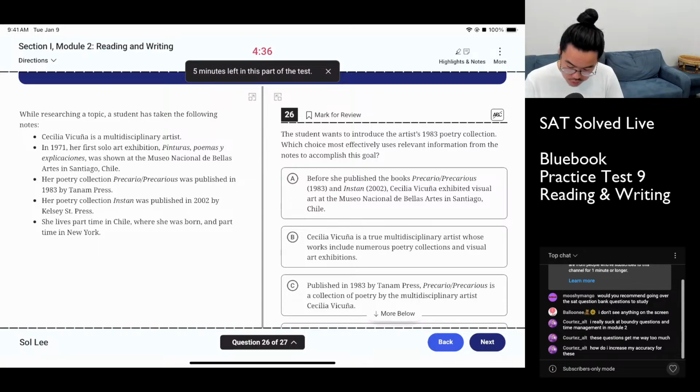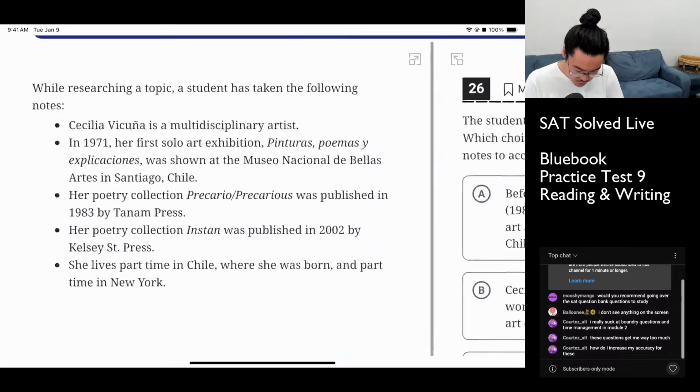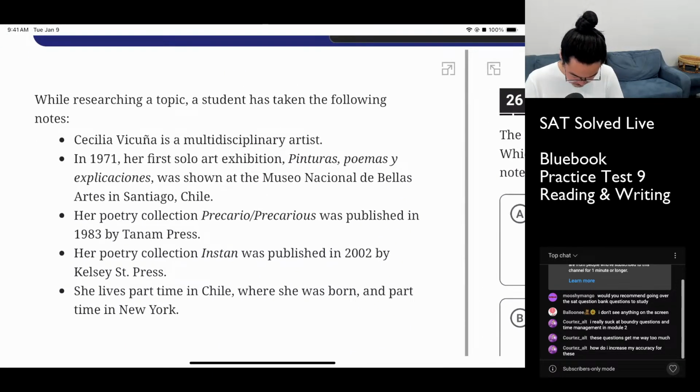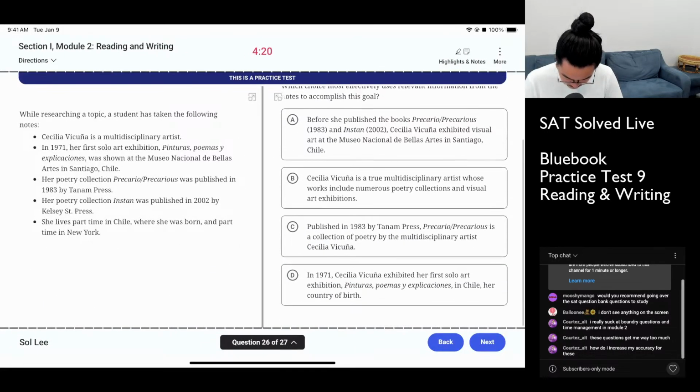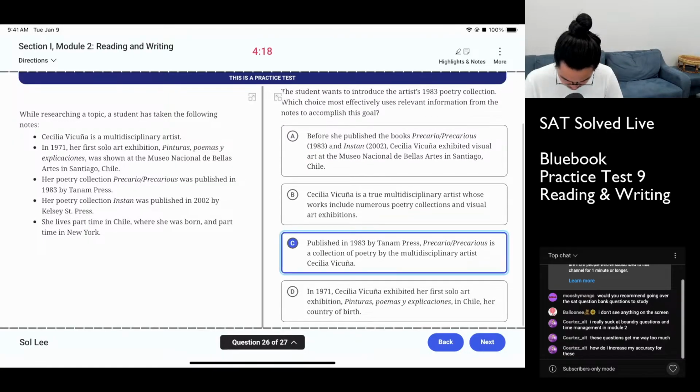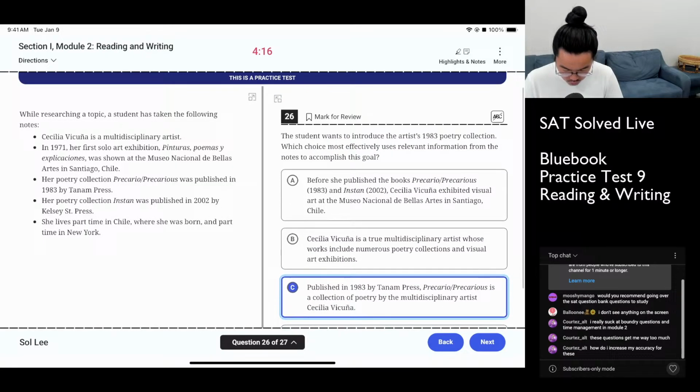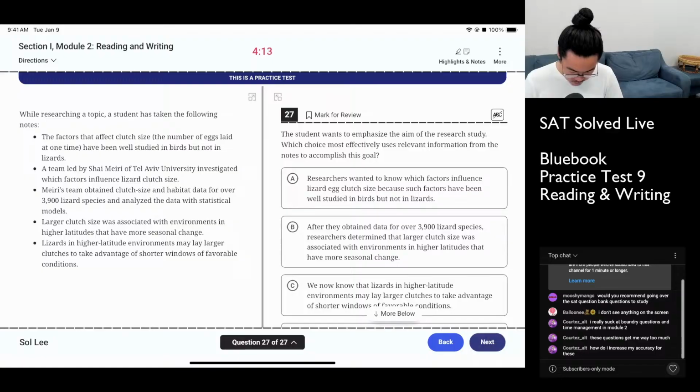We're trying to introduce the 1833 poetry collection. 1833 is by Celia Vicuña, published by Tanan Press, Precarious. Okay. That is the only information we have, so that is correct.